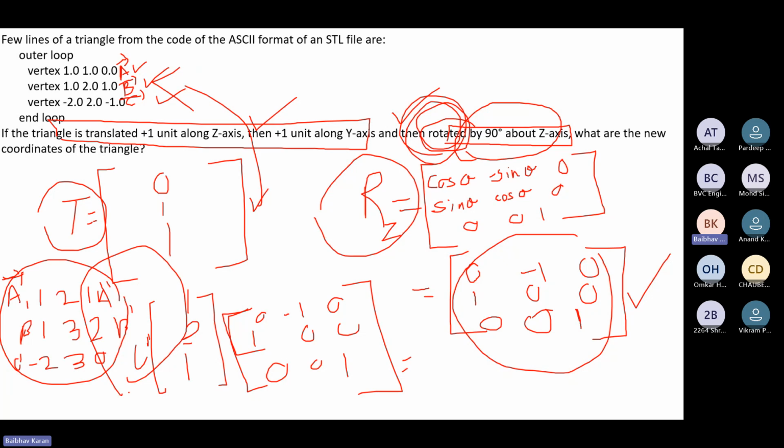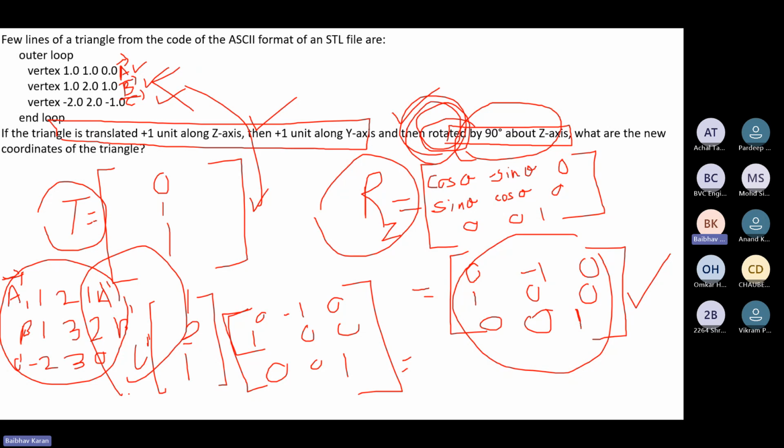Did you understand what I'm trying to say? Yes or no? Yes, sir. Perfect. We need to multiply all the points with this matrix, all the points individually with the rotation matrix.